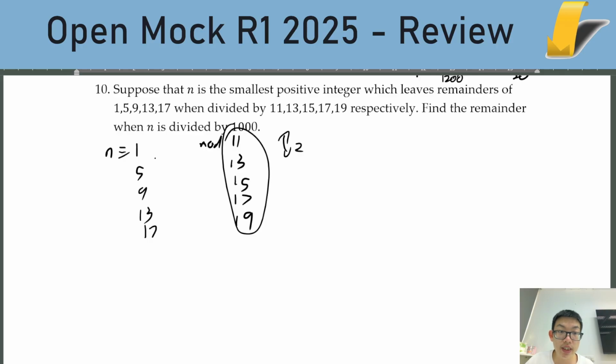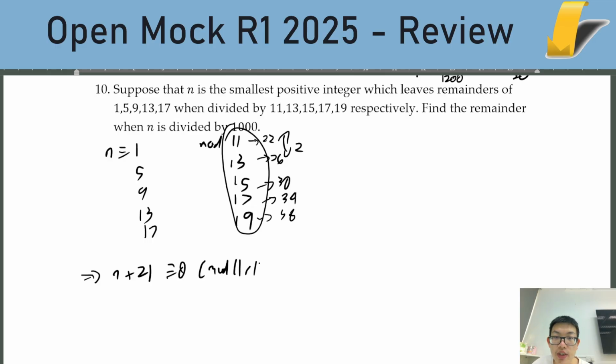It makes sense that if this is common difference 4 and that difference 2, I can sort of multiply these by 2 as my target, and now just say that, oh, the difference is 21. So n plus 21 would be 22 mod 11, which is 0, 26 mod 13, which is 0, and so on. So it's just 0 mod 11, 13, 15, 17, and 19.